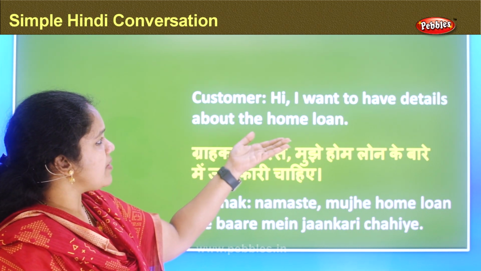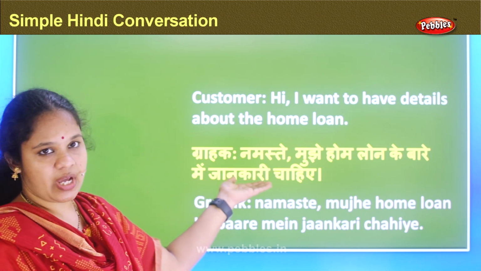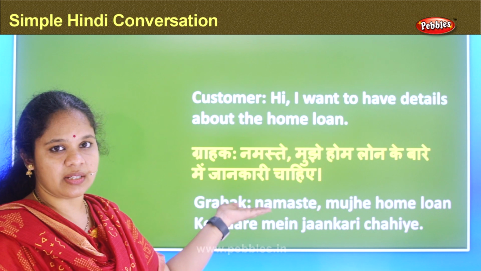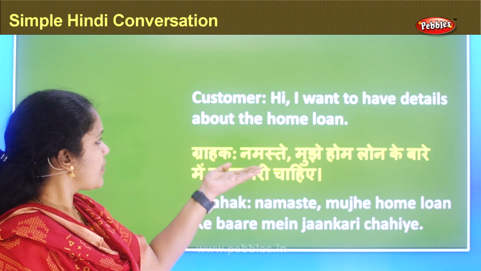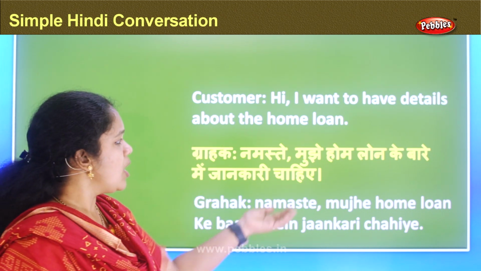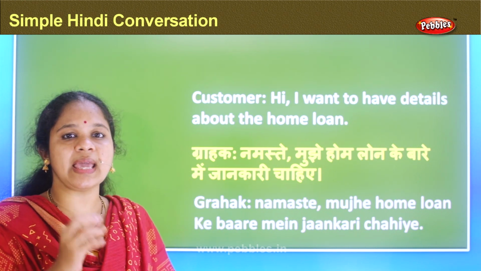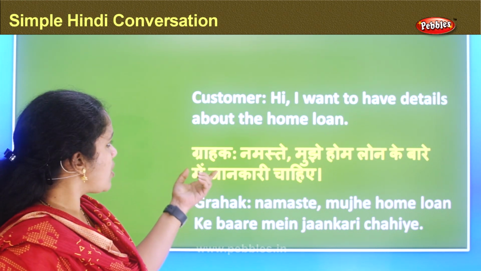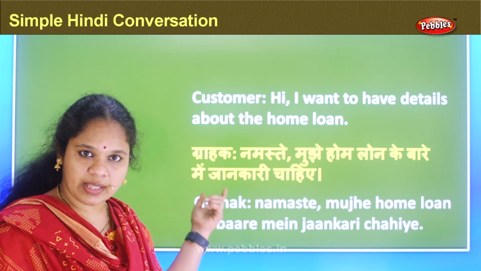I want to have details means मुझे जानकारी चाहिए. Details means जानकारी. Okay, मुझे जानकारी चाहिए. About the home loan. How do we tell that in Hindi? Home loan के बारे में. About means के बारे में. Here about what? About the home loan. So home loan के बारे में.